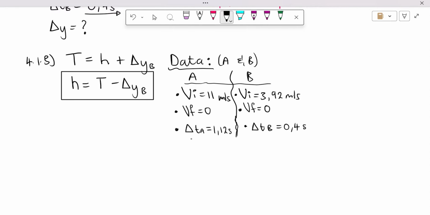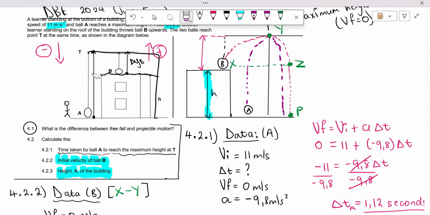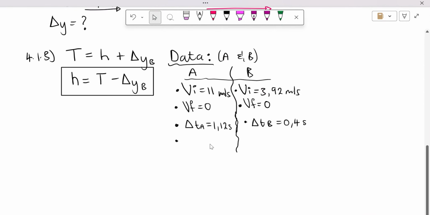Okay, now we want the height. If I need to determine delta Y for A, let's just call it T, because A goes from the ground all the way to the point T. So it's basically the entire height of the point T. That is why it's better if we just call the height of A as T. So T is equal to an unknown value, and for B, delta Y of B is also unknown.